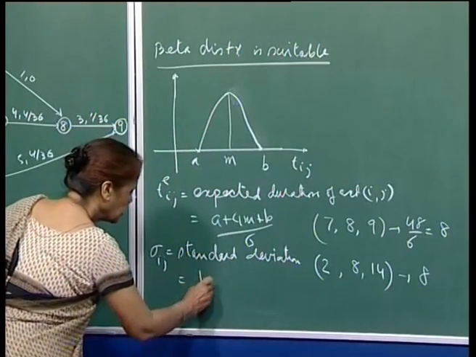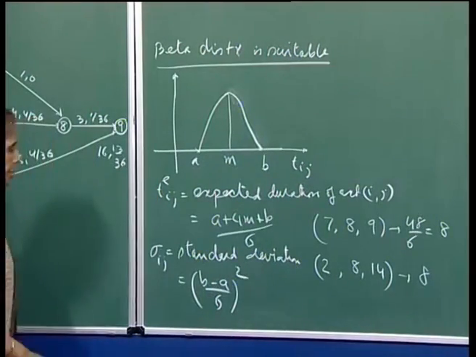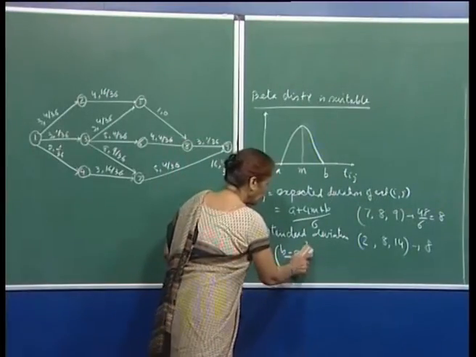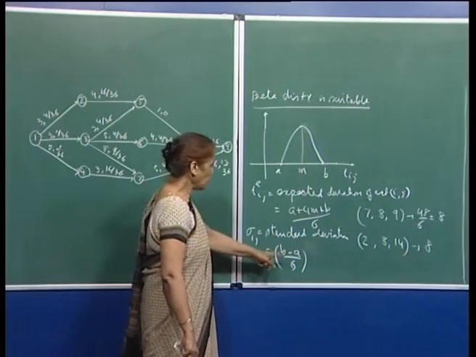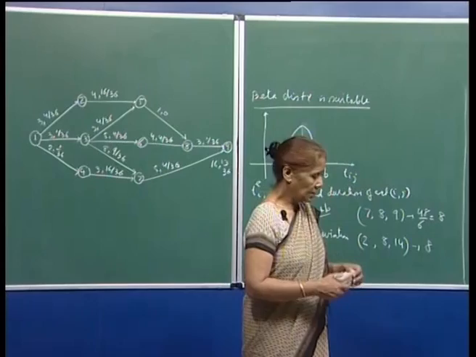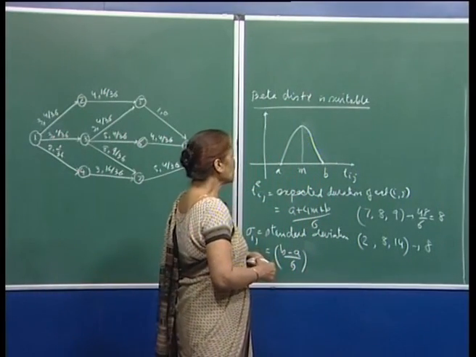So, the standard deviation is (b minus a) by 6, and if you square it, it becomes the variance. These are the two formulas, and we will see why we need them. So, we would need both the expected duration of the activity and the variance of the activity.